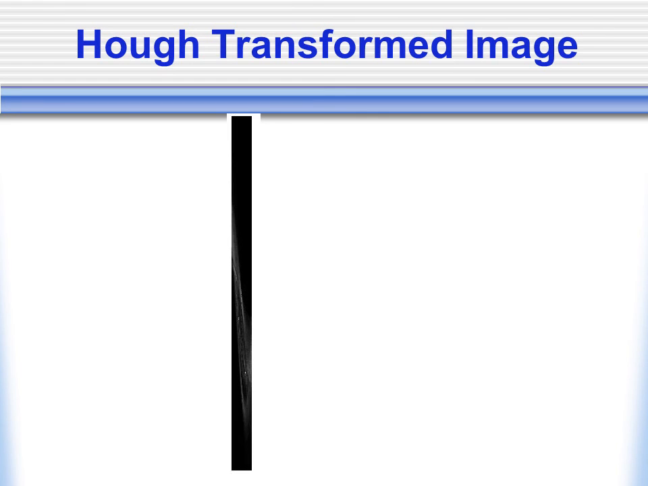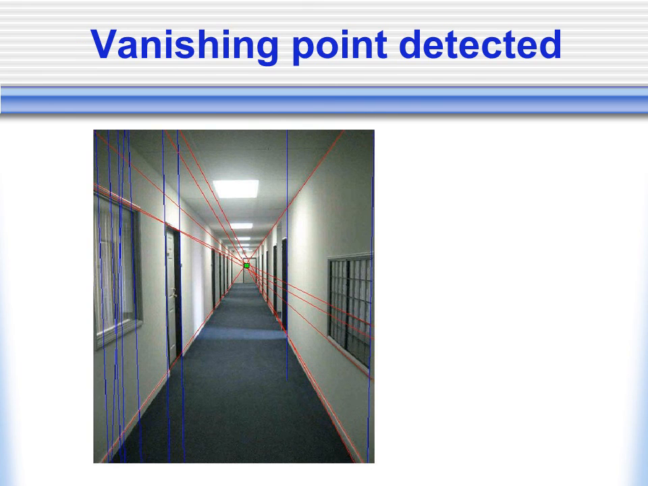So this is the Hough transform, where the lines in an image are detected, and finally the vanishing point is detected by clustering all the points formed due to the intersection of inliers. This is how the vanishing point is detected.